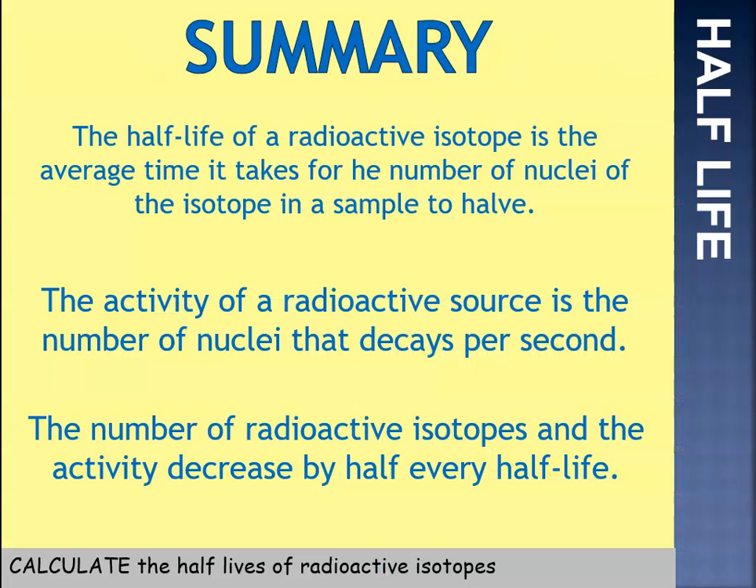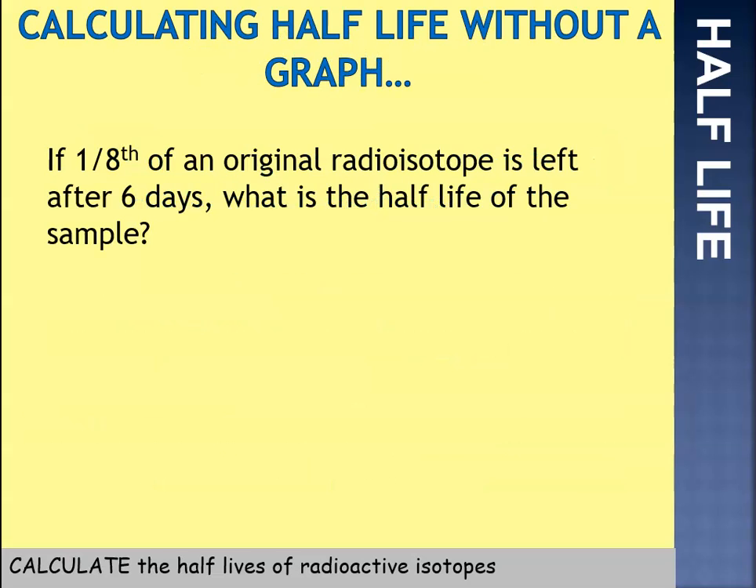So the half-life of a radioactive isotope is the average time it takes for the number of nuclei in the isotope in a sample to halve. The activity is the number of nuclei that decay per second. The number of radioactive isotopes and the activity decrease by half every single half-life. We can calculate a half-life without a graph. So, question, if 1/8 of an original radioisotope is left after 6 days, what's the half-life for the sample? Pause your video whilst you attempt this.